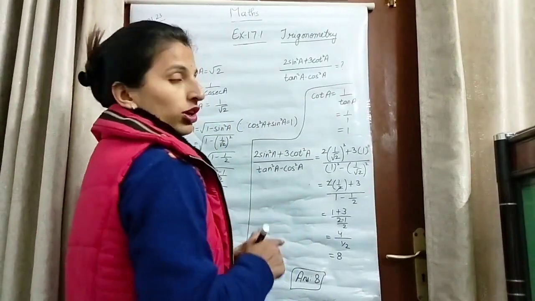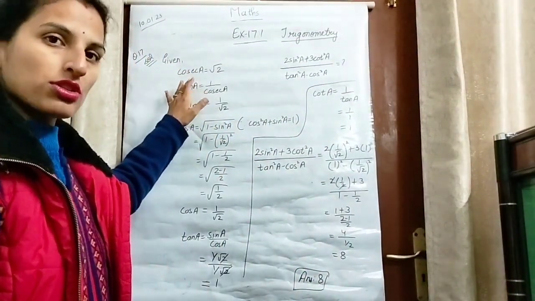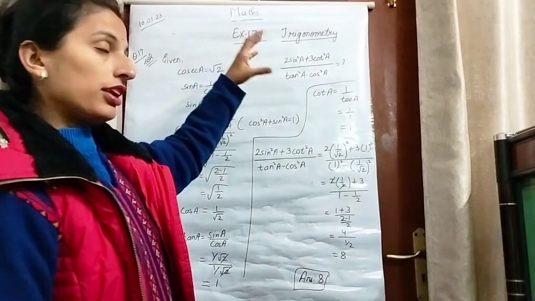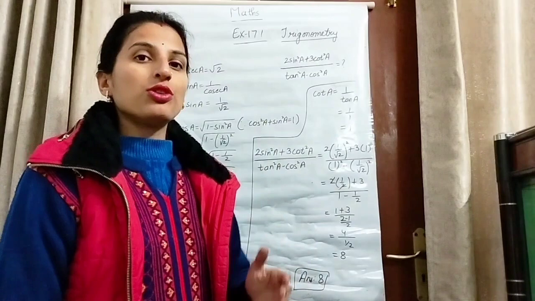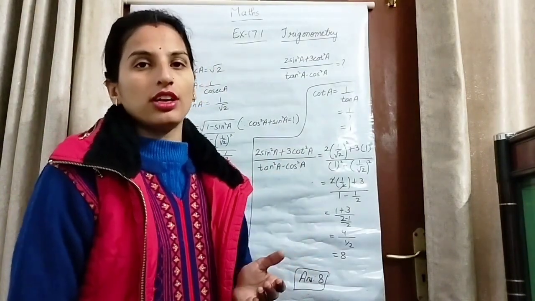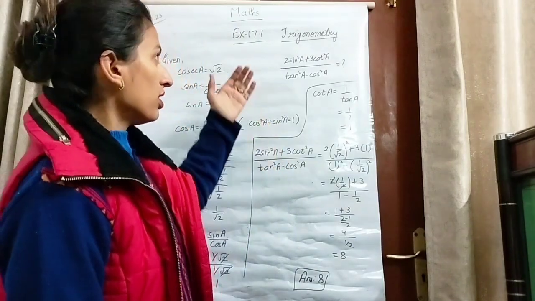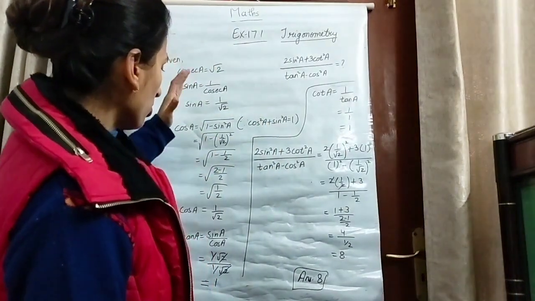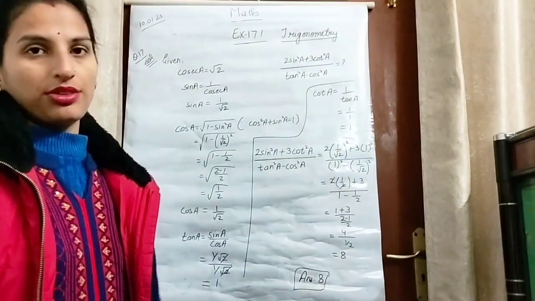So in this type of question, what you have to do, whenever any value of a trigonometric ratio is given and any complicated expression is given, you have to see the relation between the trigonometric ratios. By solving these trigonometric ratios with the help of that relation, you will get the answer. Okay.